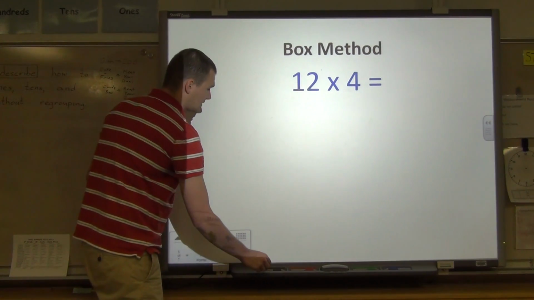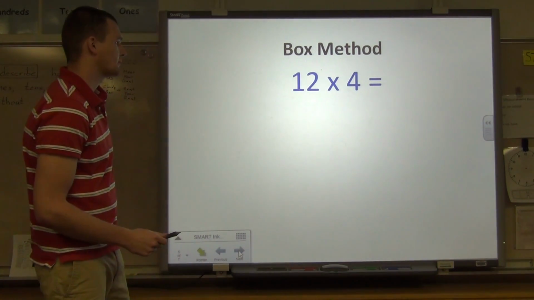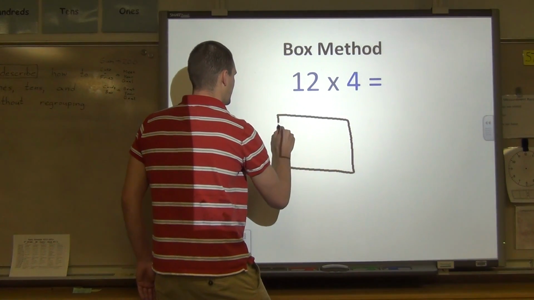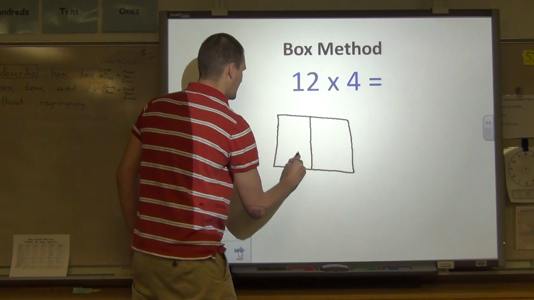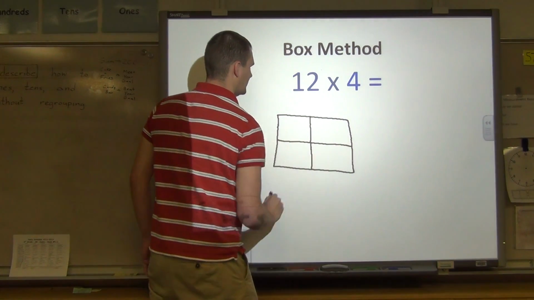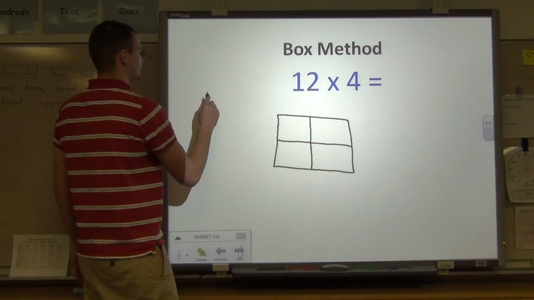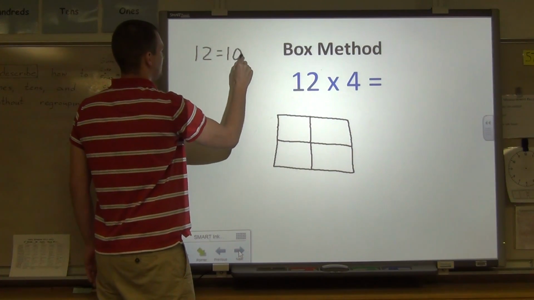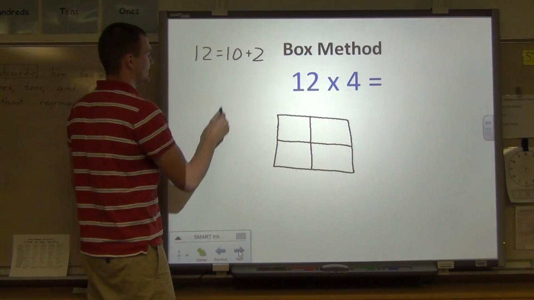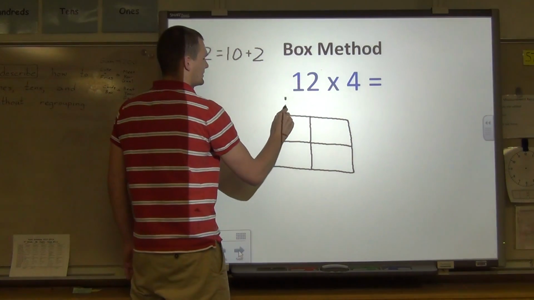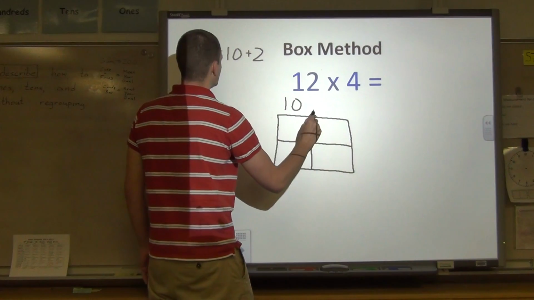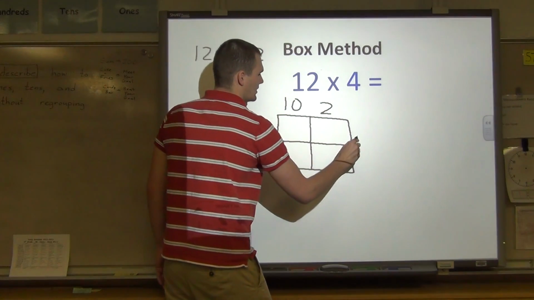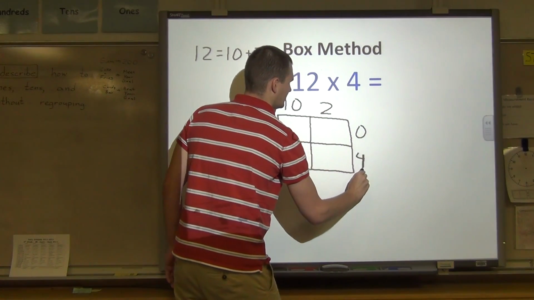Okay, our next strategy is the box method. For this one, you're really going to need to know the expanded form of the numbers, and you're just creating a box. Some people call this the window method. So in 12 times 4, 12 is equal to 10 plus 2. Okay, so that's our expanded form, 10 plus 2. So we're going to put these in our window or in our boxes, 10 above that, and then 2 over here. So 10 plus 2, that's 12. And then 4 would have a 0 in the tens and then a 4 in the ones.